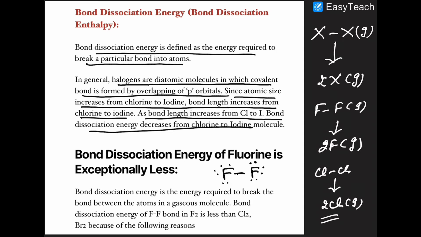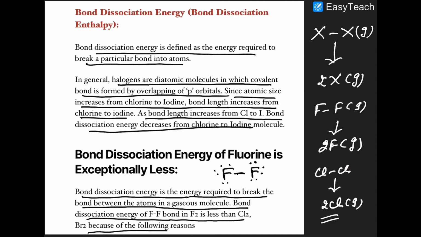So in the fluorine molecule, although the bond length is smallest and the bond dissociation energy should be the largest, it is the reverse. Due to the smaller bond length, the fluorine bond enthalpy becomes less, because of the lone pair repulsions. Bond dissociation energy is the energy required to break the bond between the atoms in a gaseous molecule. The bond dissociation energy of the F-F bond in F2 is less than that of chlorine.